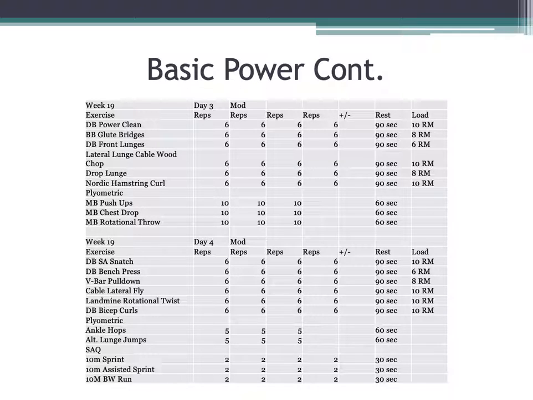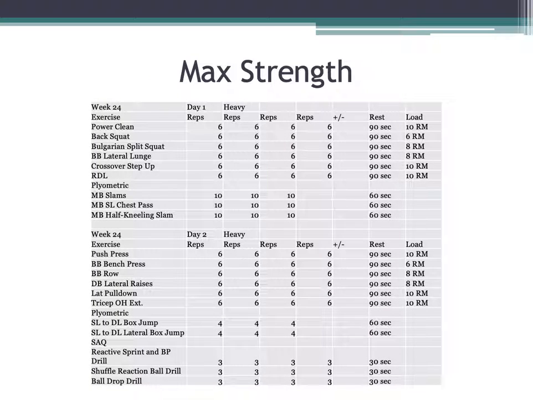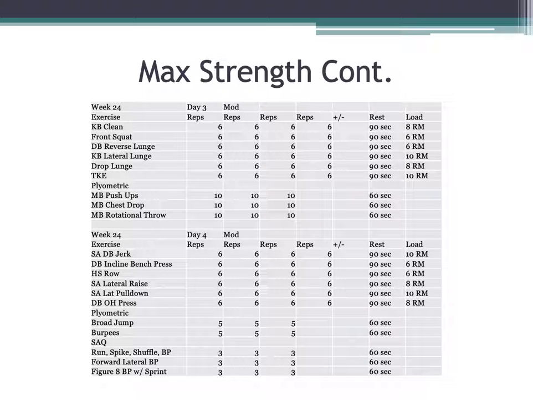On Day 3, it is performed moderately, and volleyball athletes will be doing an alternative exercise. Instead, their power exercise will be dumbbell power cleans. On Day 1 of max strength, volleyball players perform 6 reps of barbell lateral lunges with 90-second rest. This exercise specifically works abduction in the frontal plane. Because Day 3 is moderate, volleyball players perform kettlebell lateral lunges.